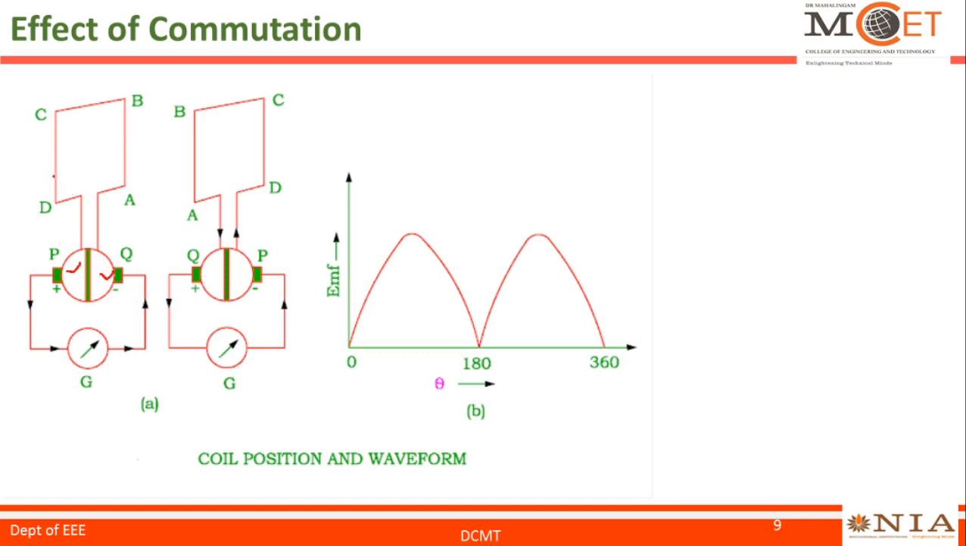Look at this diagram. The conductor CD is to the left and conductor AB is to the right. After 180 degree rotation, the positions of the conductors AB and CD are changed. AB is to the left now and CD is to the right. Not only the position of the conductors, the commutator segment positions are also reversed. Now Q is here and segment P is here, meaning this brush always collects current in the positive direction and this brush always collects current in the negative direction. That is what is shown in this diagram also.